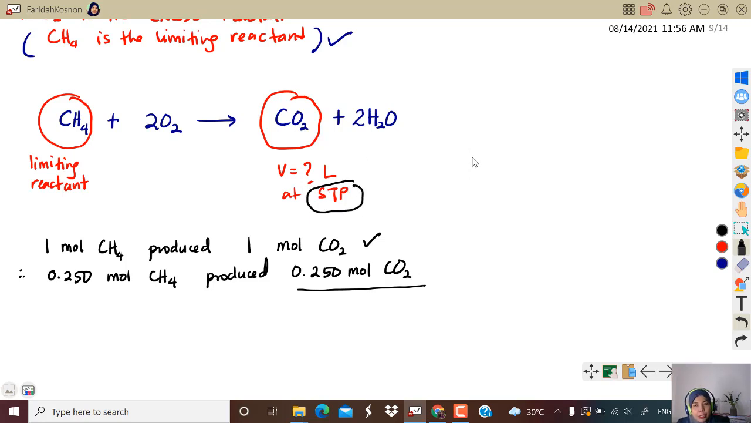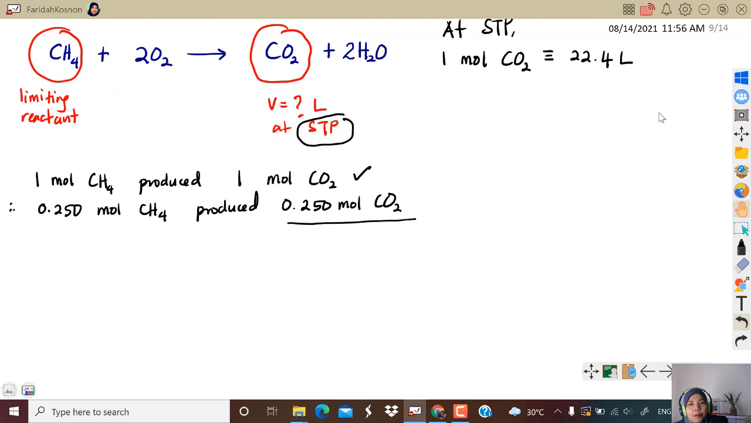Yang ini saya dah mention dalam kelas yang lepas. 1 mole of any gaseous, in this case 1 mole of carbon dioxide gas occupies 22.4 liter at STP. Jadi sekarang kalau saya ada 0.250 mole of carbon dioxide, how many liter of carbon dioxide will be produced? That is the idea. Okay, so now use the mole relationship and molar volume. Alright, okay, so you can continue your calculation.